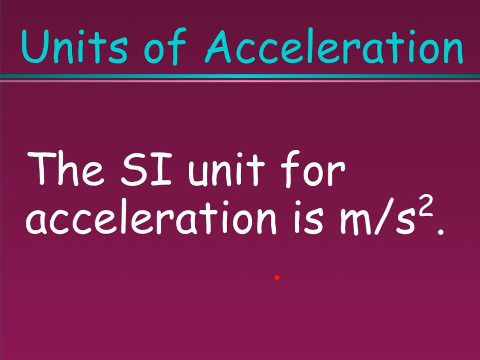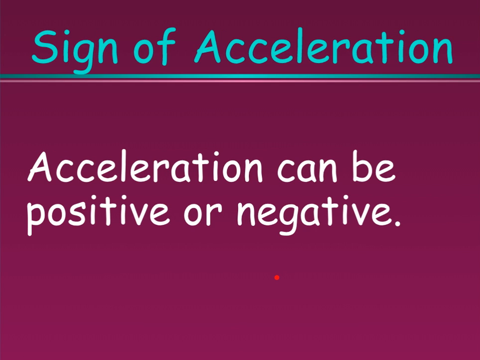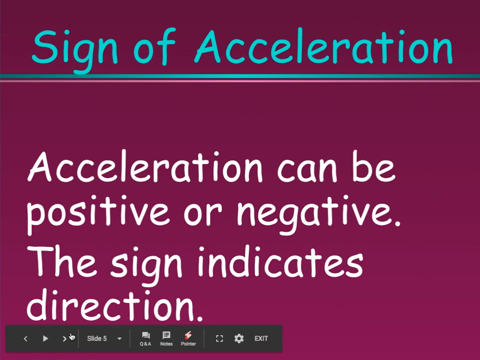Now acceleration is what we call a vector. Just like velocity, just like displacement, acceleration needs to have a sign. It needs to have a direction. So acceleration can either be positive or negative, and the sign usually indicates what direction the acceleration is in. What do I mean by that? Well, let's say you are positively accelerating. If you're positively accelerating, and let's say you're in a car, what would that indicate?